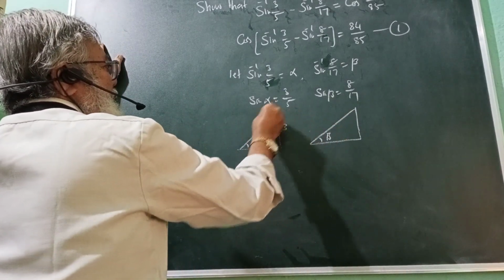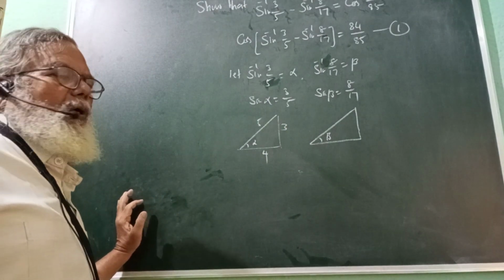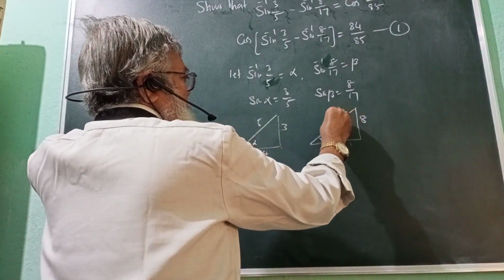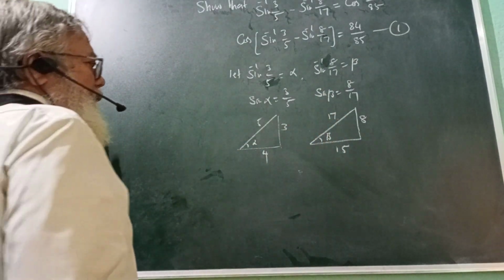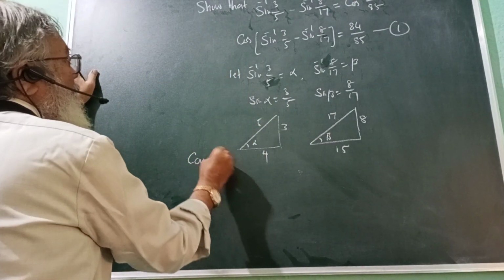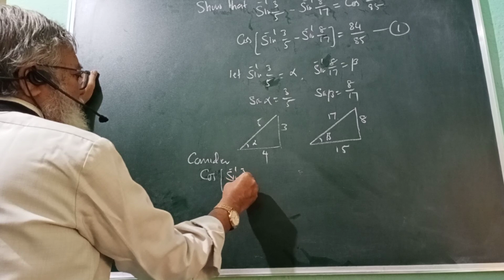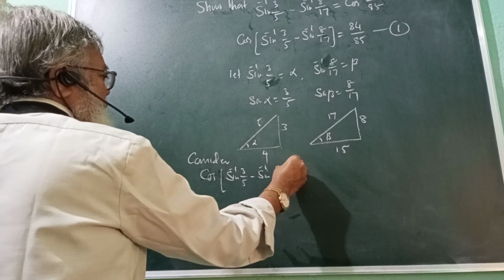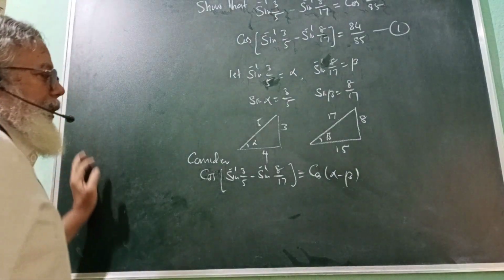Opposite side by hypotenuse. By Pythagoras theorem, the value of this adjacent side will be 4. Similarly here, opposite is 8 and hypotenuse is 17. By Pythagoras theorem it will be 15 here. Now we are going to find out the value of this. Consider cos of (sine inverse 3 by 5 minus sine inverse of 8 by 17), which is equal to cos of alpha minus beta.